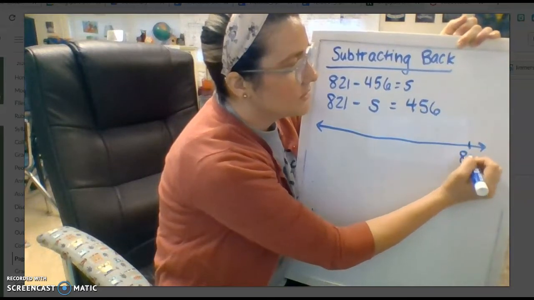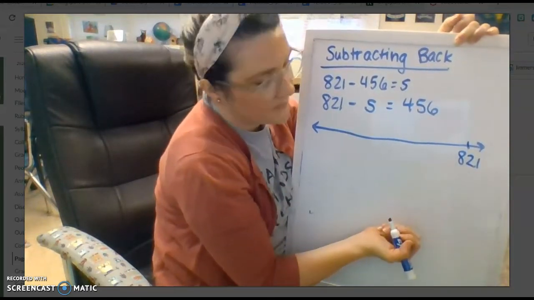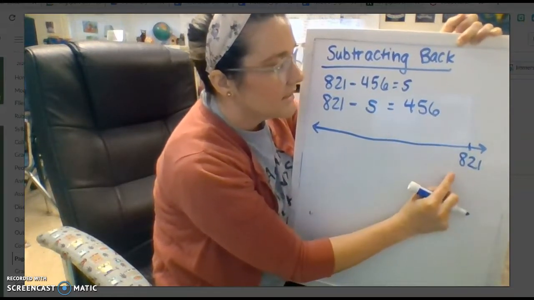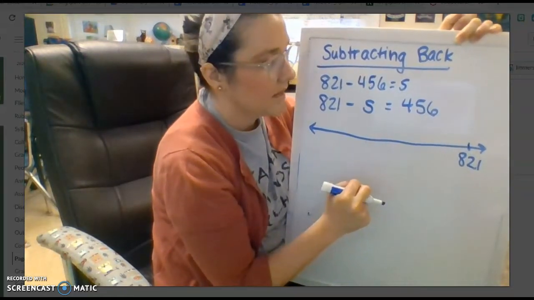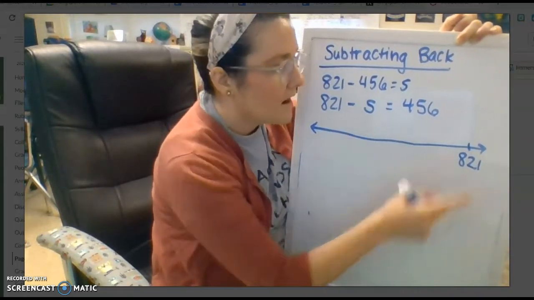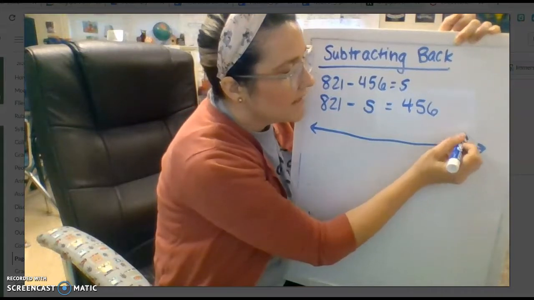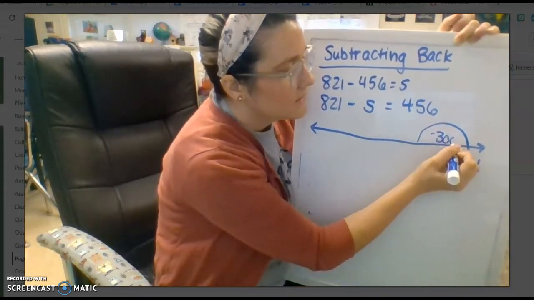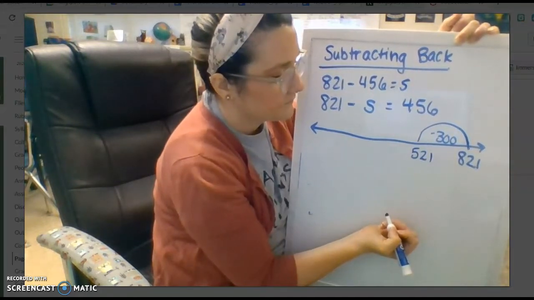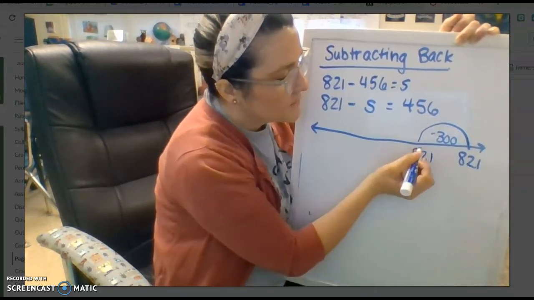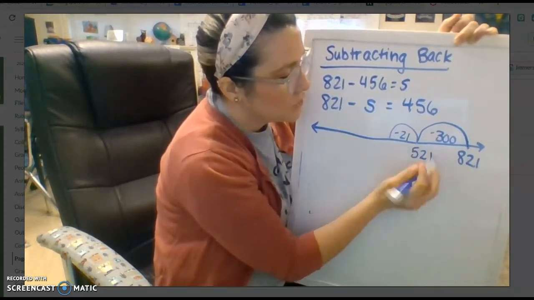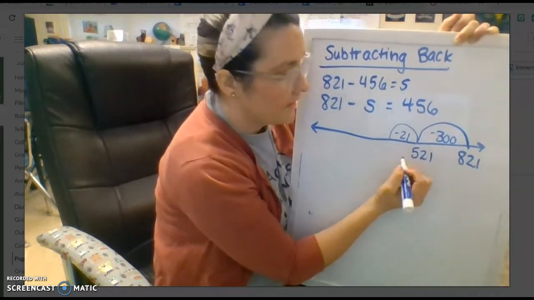If I start at 821, my goal is to get to 456. I know if I subtract 400, that's going to be a little bit too much. Okay, then I'd have to add some back, and sometimes then my number line has too many hops and jumps back and forth. So I know I can take a big chunk and subtract 300, and I'm going to be at 521. Okay. So then what I'm going to do is I'm going to take my 21 to get me to that friendly number, 500.